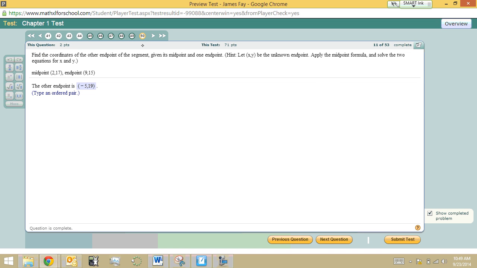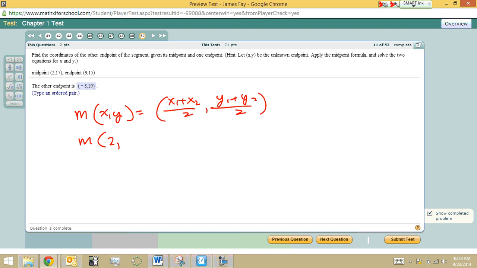Find the coordinates of the other endpoint. This is a little bit trickier. They tell me the midpoint is 2, 17. So I'm going to use this formula: x1 plus x2 over 2 and y1 plus y2 over 2. Plugging things in, the midpoint I know is 2, 17. They tell me x1 is 9, I don't know x2. y1 is 15, I don't know y2, so I'll let them be those variables.